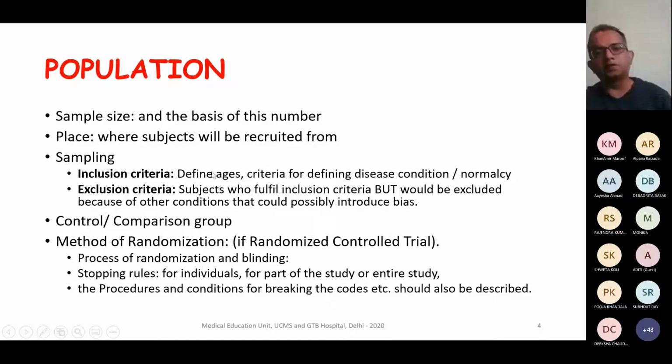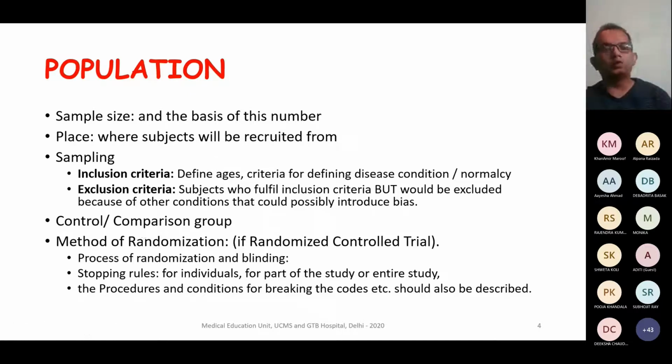So it can be the age, there can be an age limit, or a criteria for defining the disease condition. Like if you are studying hypertension, then what should be the blood pressure? Like systolic blood pressure above 140 you will take. Or if you are taking the control group, they also should have an inclusion criteria.